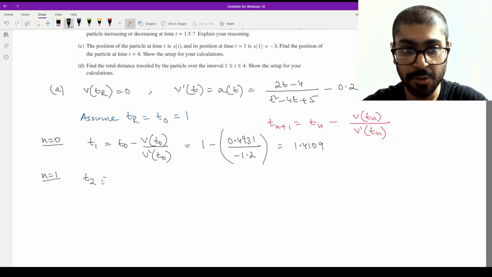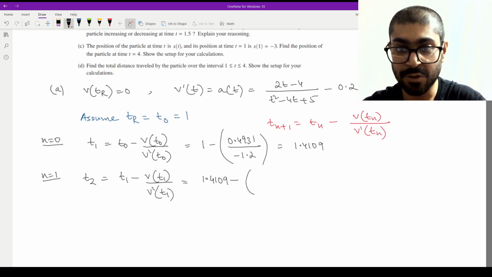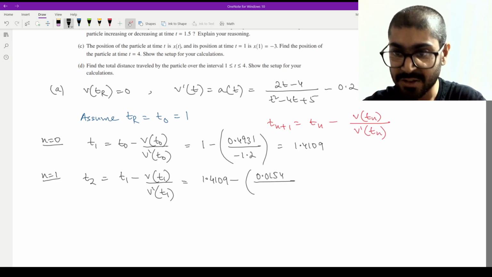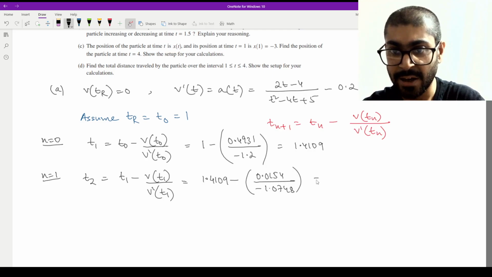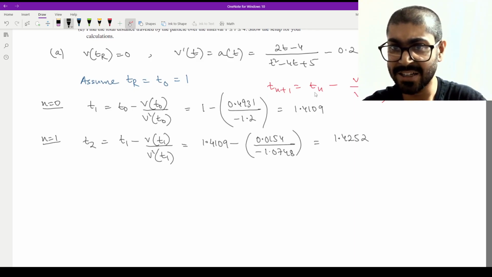This time we will get T2. This is equal to T1 minus V(T1) divided by V'(T1). This will be equal to T1, which is 1.4109, minus V(T1), which this time turns out to be, I'll give you the values again, 0.0154, divided by minus 1.0748. These are the values that are obtained from the calculator, and that gives us a second approximation of 1.4252.